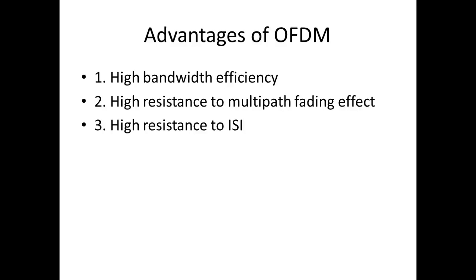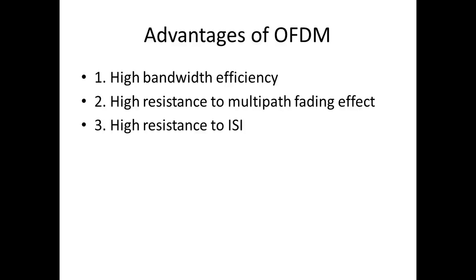The second advantage is that it has high resistance to the multipath fading effect. In the OFDM system, the cyclic prefix technique is used. That is copying the values of the last samples in the OFDM symbol and putting them ahead of the OFDM symbol. Cyclic prefix is an effective mechanism to deal with multipath fading. It also reduces the complexity of the receiver.